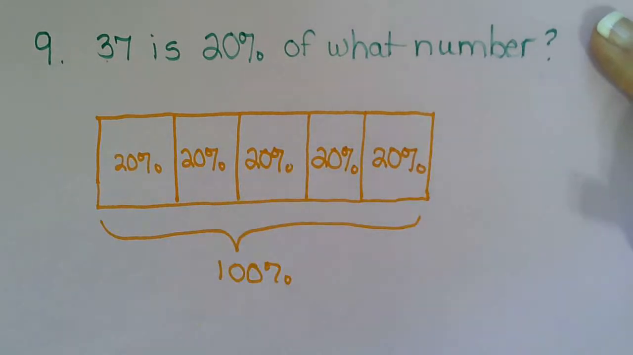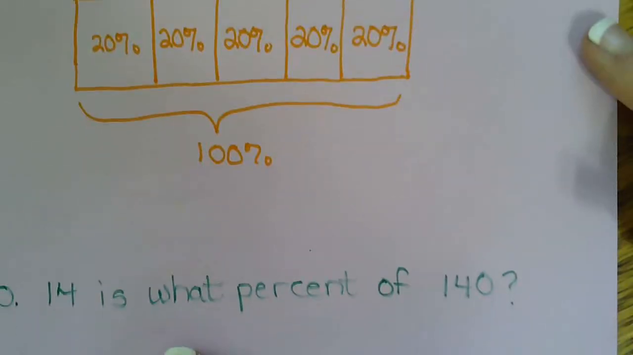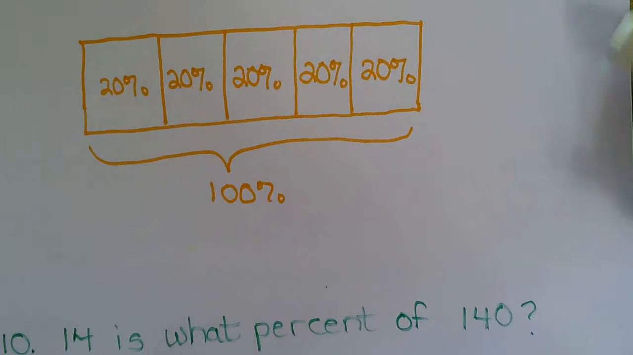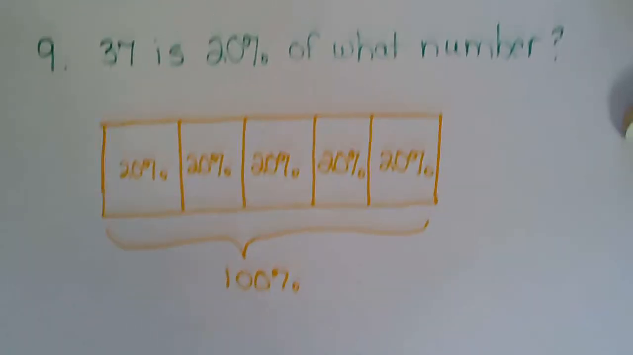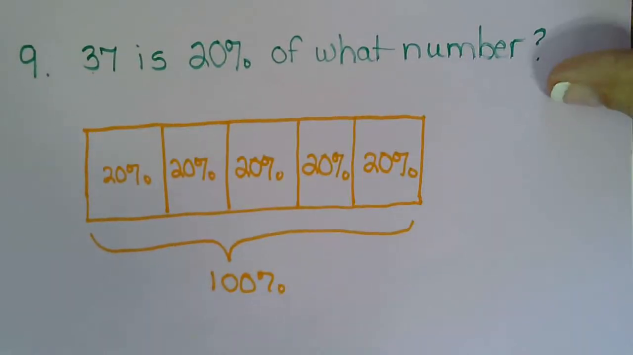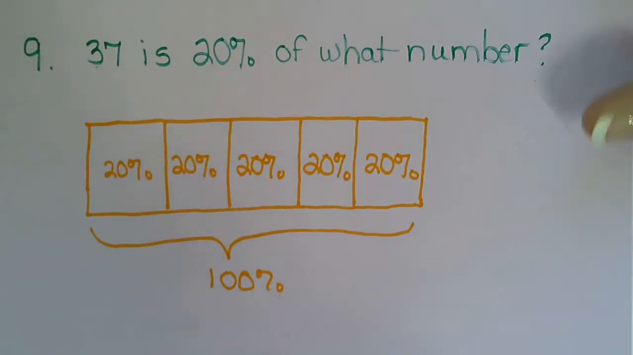If I have no idea what the percent is, like on number 10, then I'll divide it into 10 tens. But if I have a percent there, that guides me. That says, oh, use the 20% boxes because 5 of those make 100%.